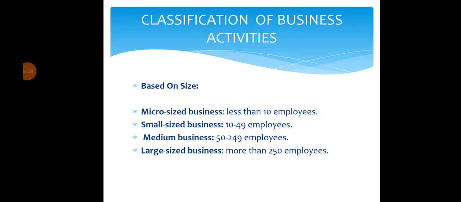Classification of business activities based on size. The first one is micro-sized business. In this, less than 10 employees are involved. Second one, small-sized business. Here, 10 to 49, that is less than 50 employees are there. Medium business, 50 to 249 employees. Large-sized business. Here, more than 250 employees are engaged.